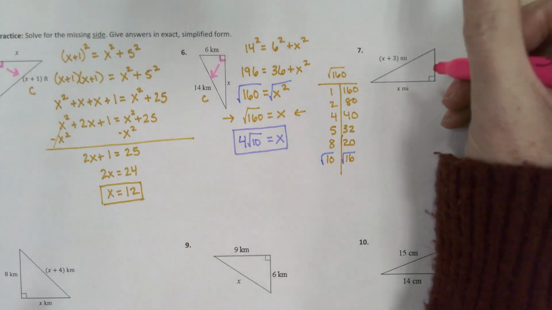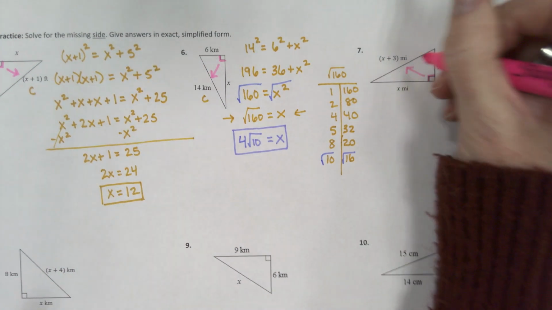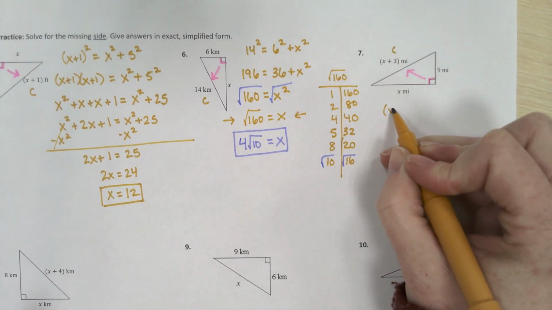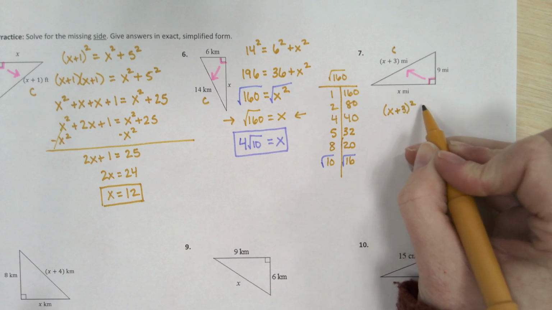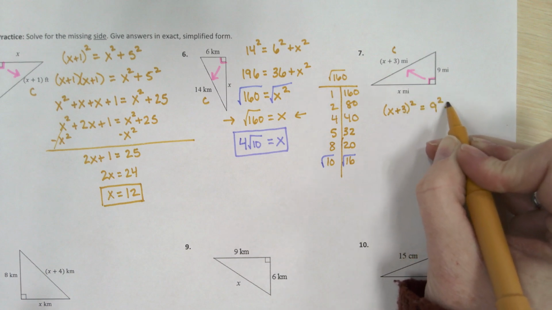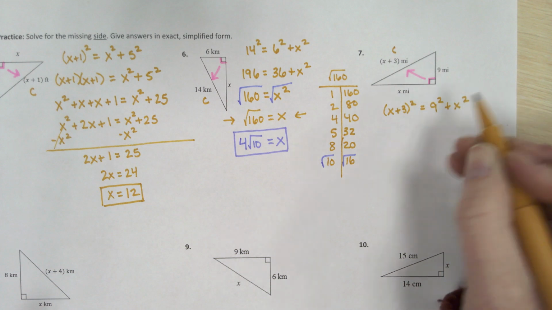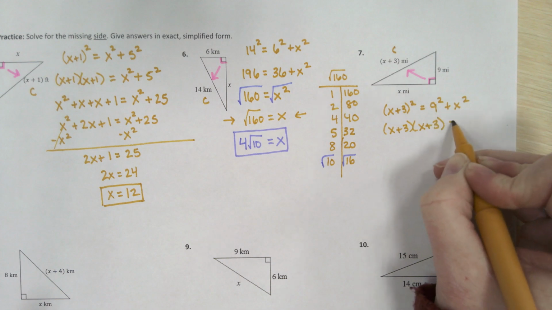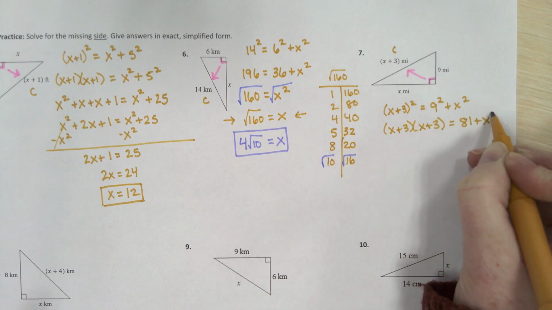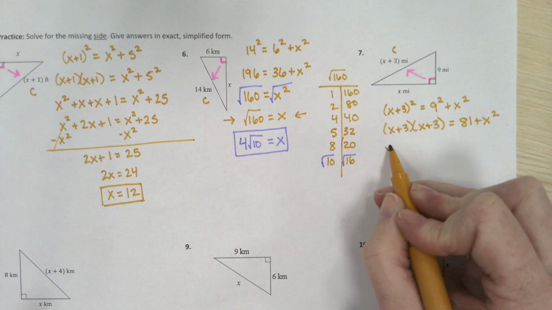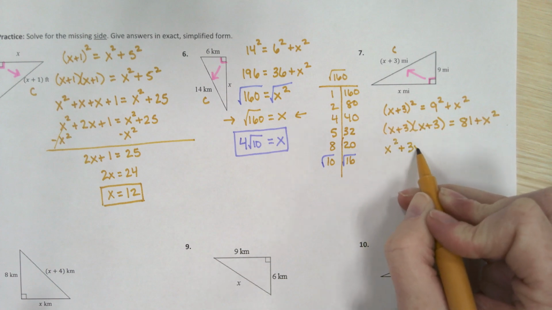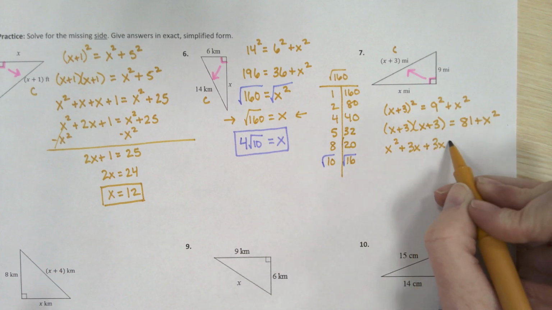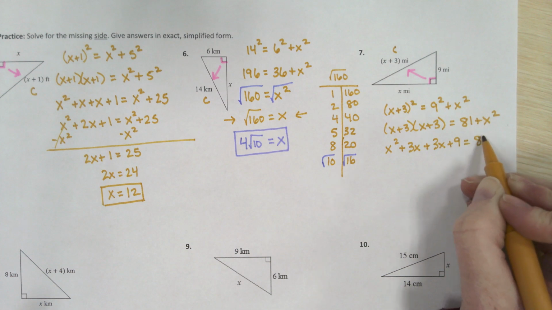All right, last one on this row. Looks like it's going to be another opportunity to square a binomial carefully here. So we're going to have x plus 3 squared equal to 9 squared plus x squared. X plus 3 times itself equals 81 plus x squared. X times x, times positive 3 times x, and positive 3 times positive 3.